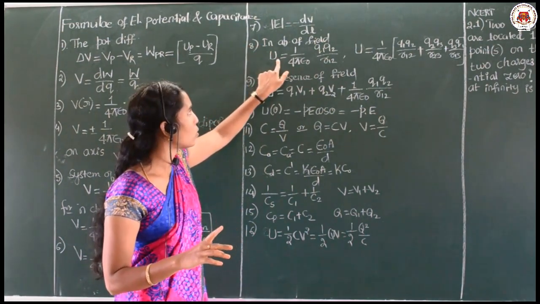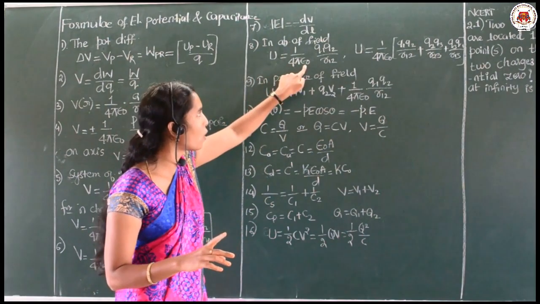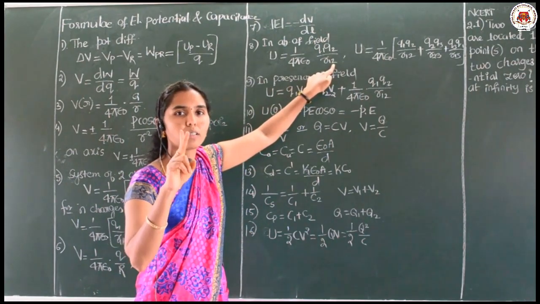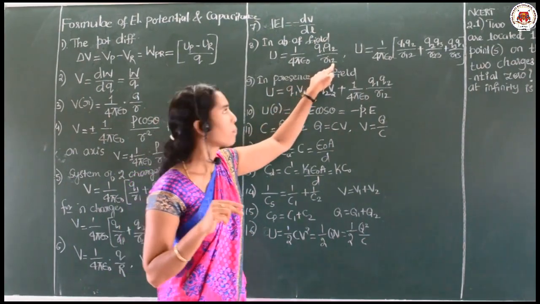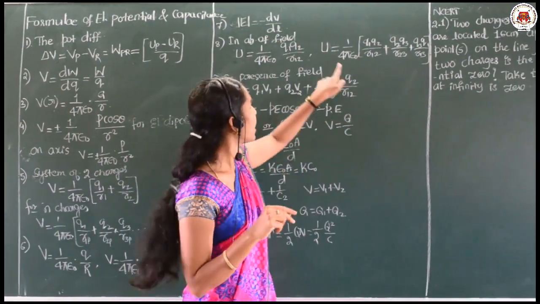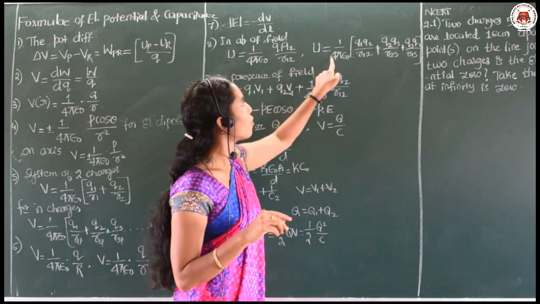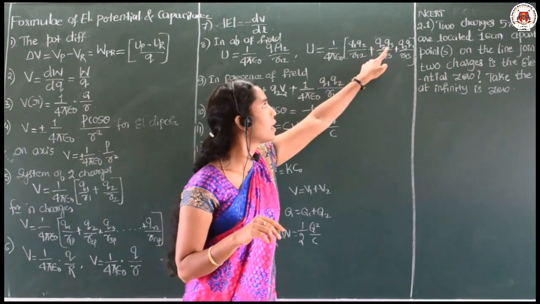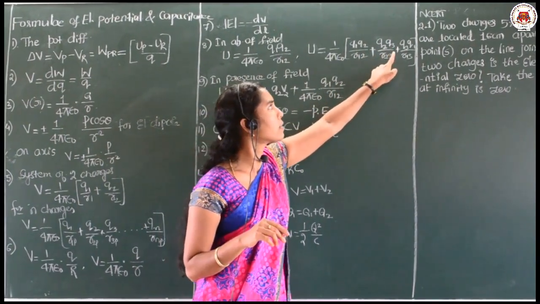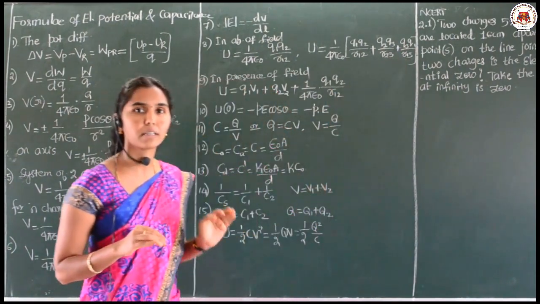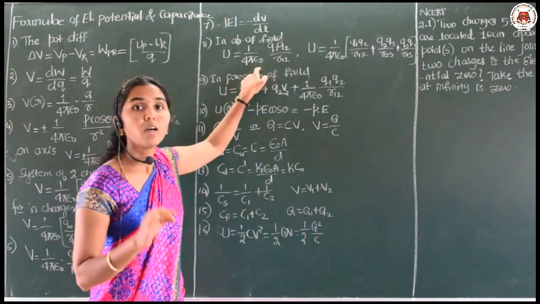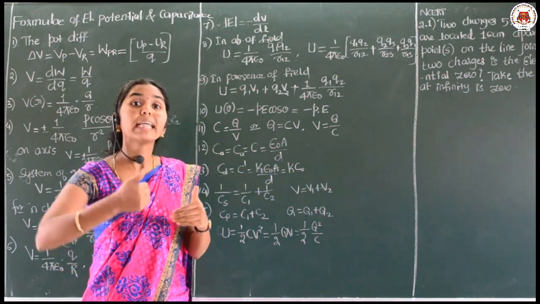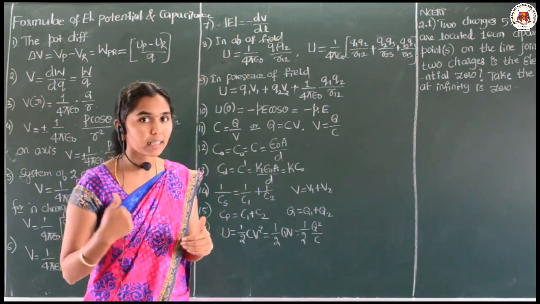Then U is equal to 1 upon 4 pi epsilon naught Q1 Q2 upon R12. This is for a system consisting of two charges. Then if three charges are there, U is equal to 1 upon 4 pi epsilon naught Q1 Q2 upon R12 plus Q3 Q2 upon R23 plus Q3 Q1 upon R13. Remember children, it is for the potential energy of a system of 2 and 3 charges in the absence of an external electric field.